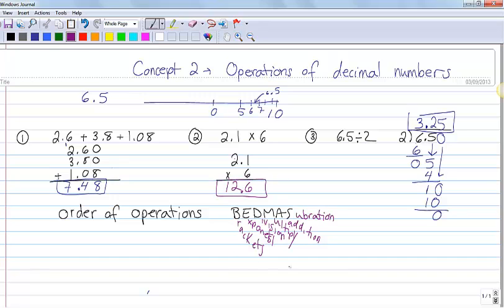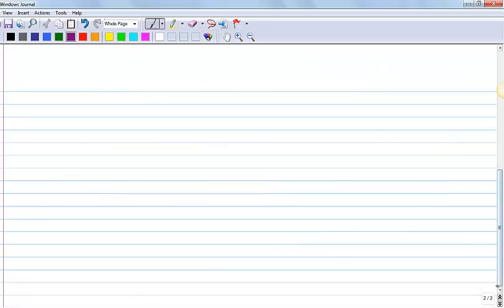Now, brackets always go first. Then exponents, then division and multiplication, whichever appears first in the question. Same thing with addition and subtraction, whatever you see first when you go left to right in your question. So let's try an example here. We'll leave the decimals for now, just so that we can tackle these rules.